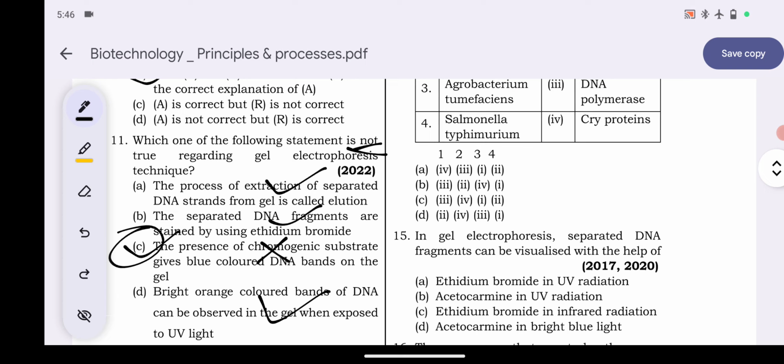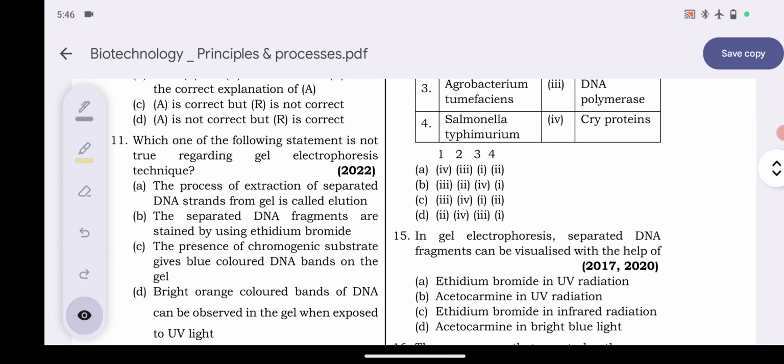Okay. Option C is the incorrect statement, as bright orange colored bands of DNA can be observed in the gel when ethidium bromide treated DNA is exposed to UV light. Not blue color, it gives bright orange color.